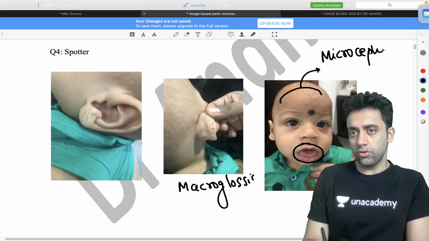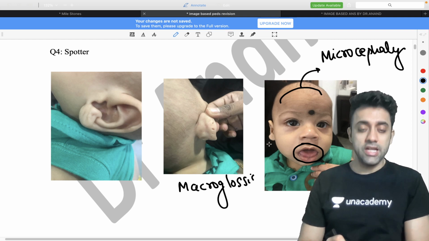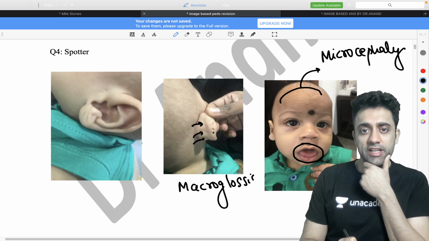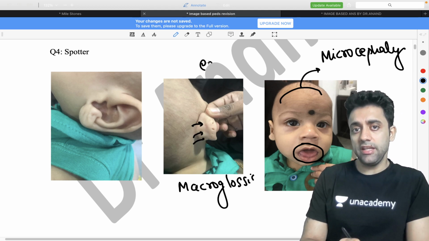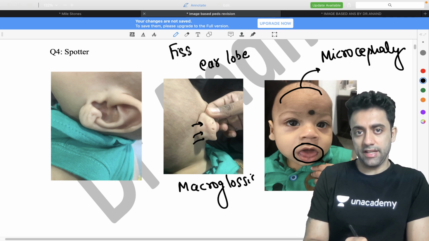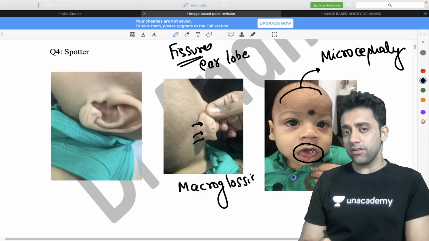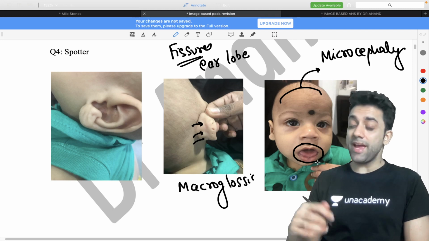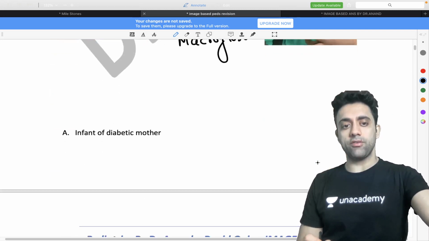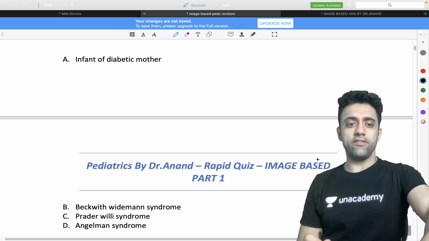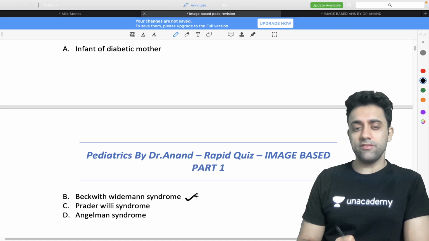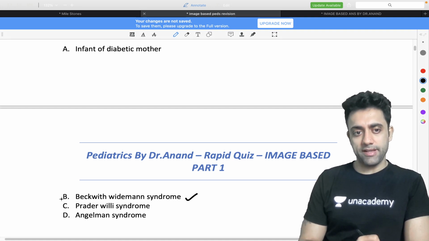So macroglossia, microcephaly, and also what is this small thing behind the ear they are showing? Behind the ear they are showing ear fissures, fissures in the earlobe. So macroglossia, microcephaly, earlobe fissures, and also one extra hint I will tell you, hemihypertrophy of limbs. So what is the answer? The options are infant of diabetic mother, Beckwith-Wiedemann syndrome, Prader-Willi syndrome, Angelman syndrome. Beckwith-Wiedemann syndrome is the best answer.